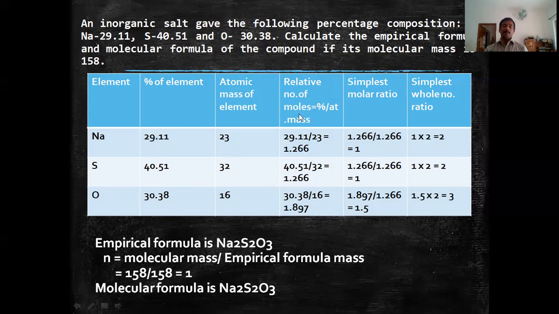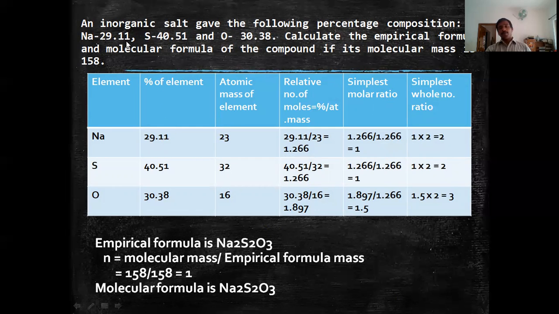How will you find out relative number of moles? That is given here. Percentage of element divided by atomic mass of element. That is relative number of moles. Then simplest molar ratio. How will you find out it? Relative number of moles divided by smallest relative number of moles. Then simplest whole number ratio. Okay, when we solve it, you will understand it properly.